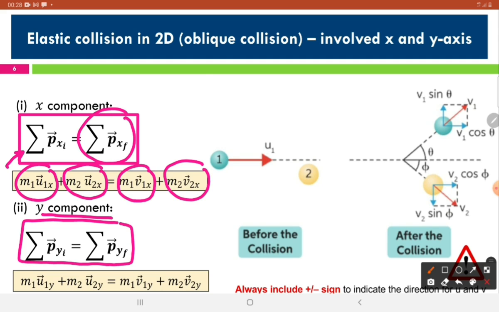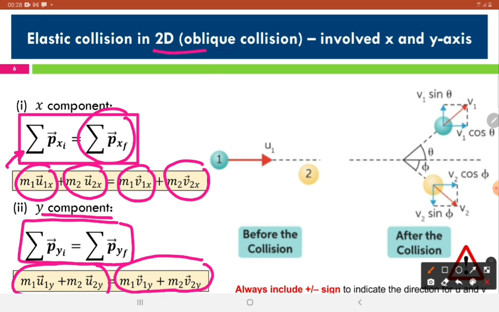You expand the formula. The total momentum along y before collision is m1 u1y plus m2 u2y, which is equal to the total momentum along the y component after collision, m1 v1y plus m2 v2y.